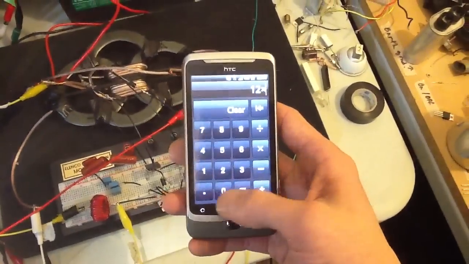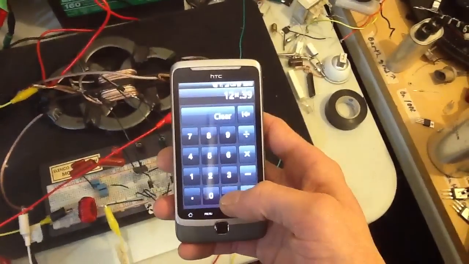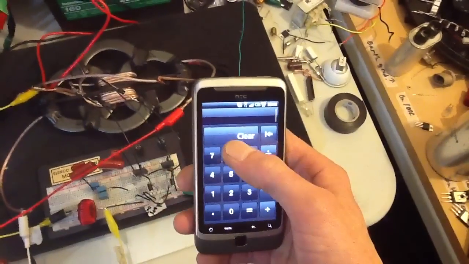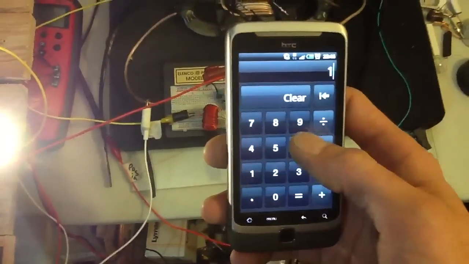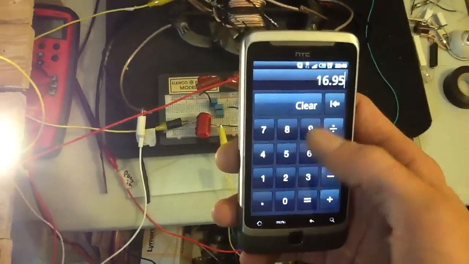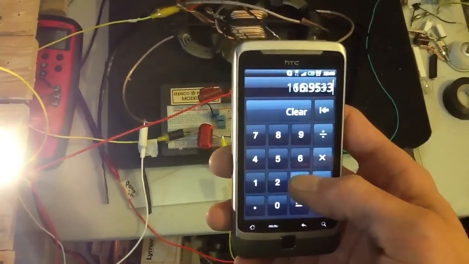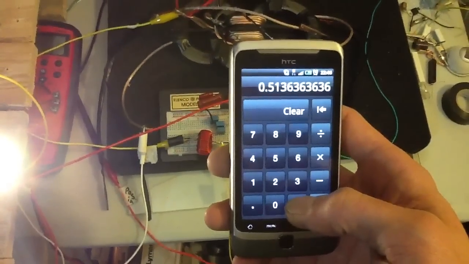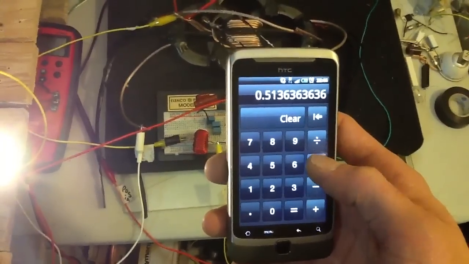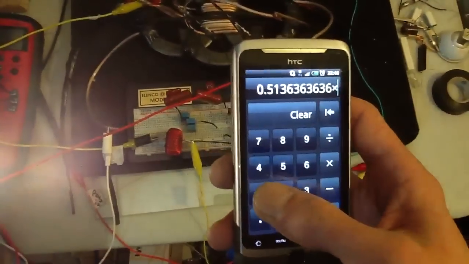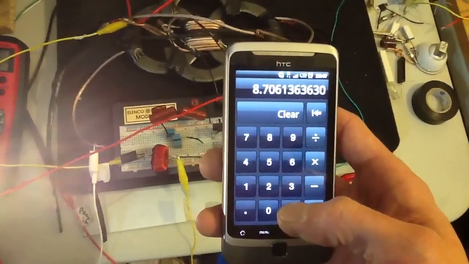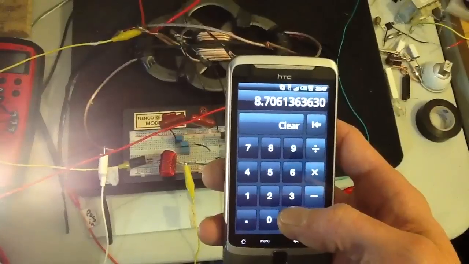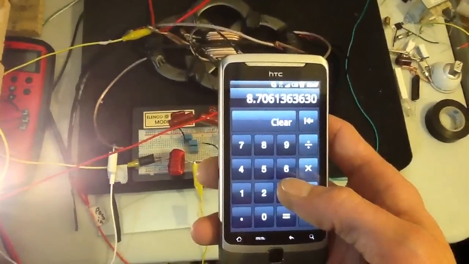12 times 0.39 equals 4.68. So now we've got 16.95 divided by 33 ohms. That'd be our current, times... 8.7 watts. So it's pretty interesting.